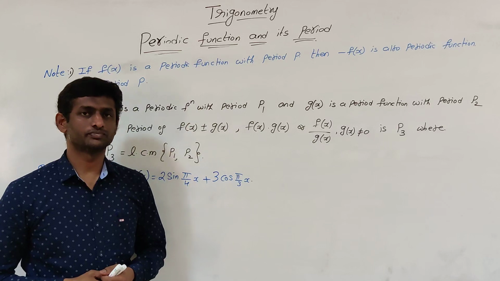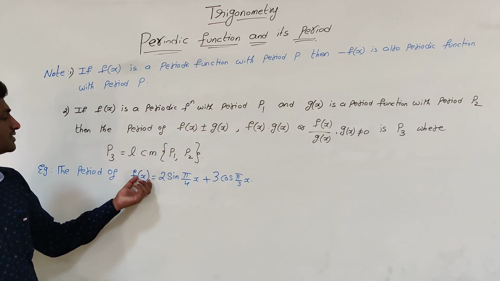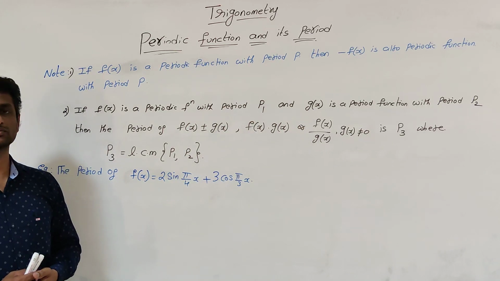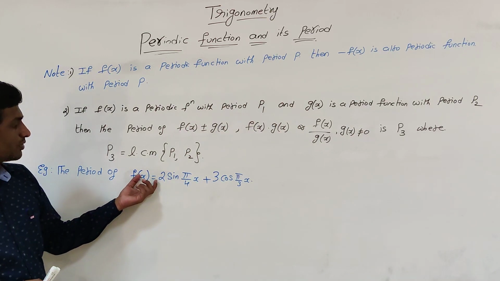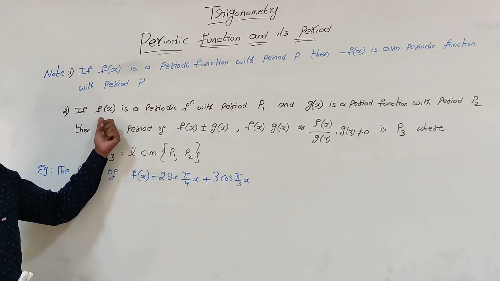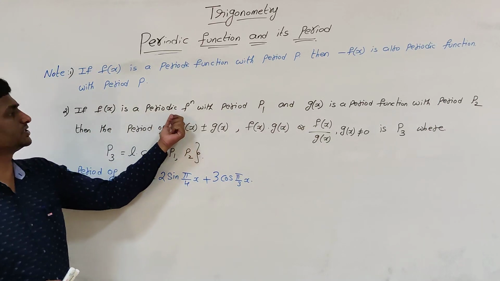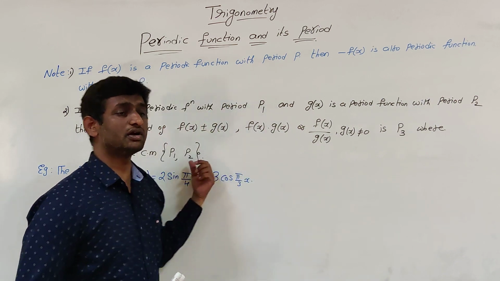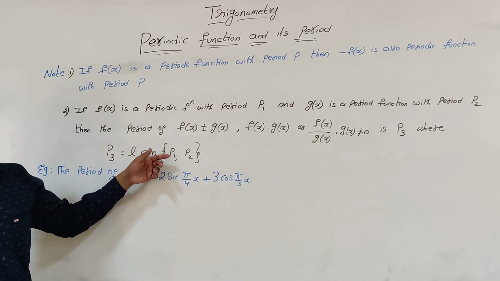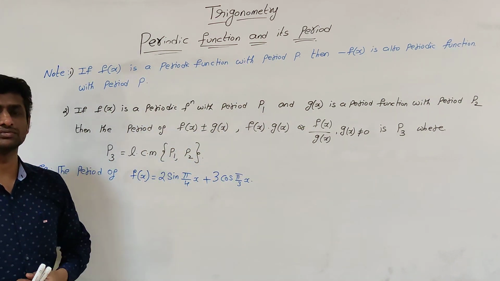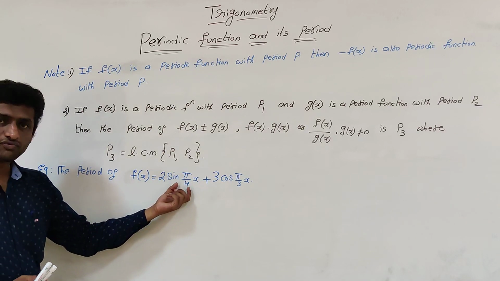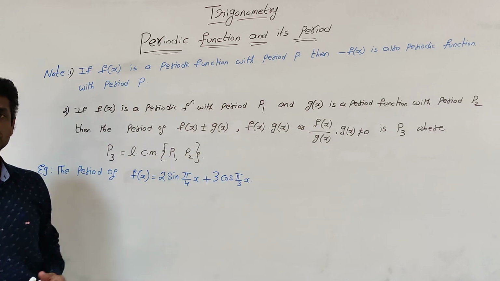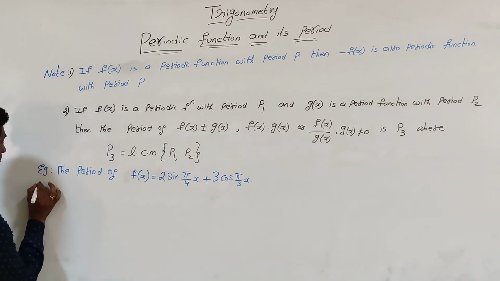For example, we'll see one example on this note. Example: the period of f of x is equal to 2 sin pi by 4x plus 3 cos pi by 3x. So it is the problem related to the second note. So f of x is a periodic function with period p1 and g of x is a periodic function with p2. Then the period of f of x plus g of x is the LCM of p1 and p2. Now we have to find out what are the individual periods of these trigonometric functions. Solution.